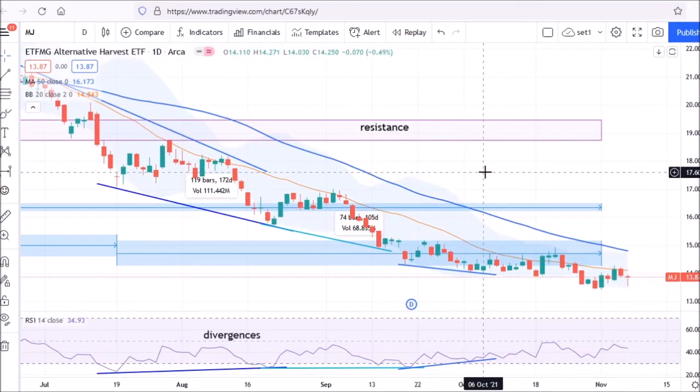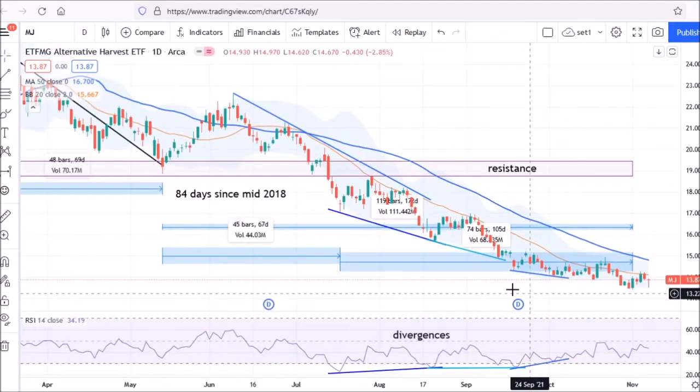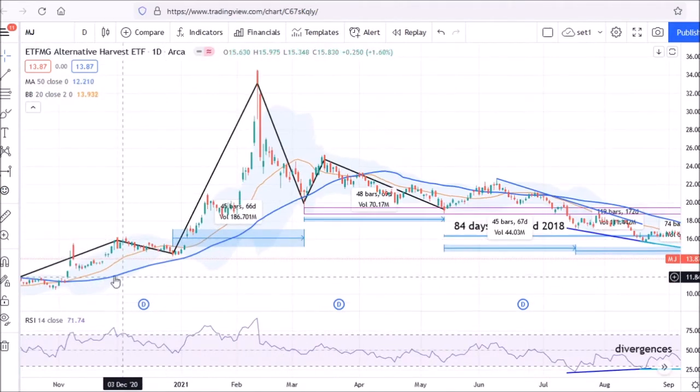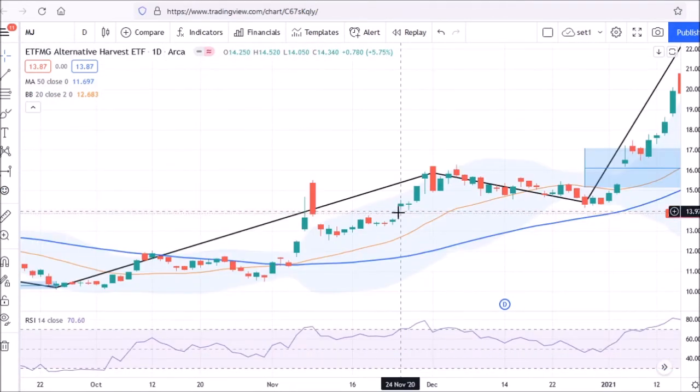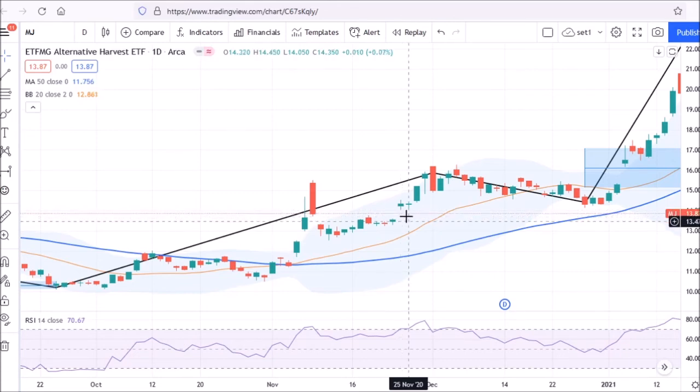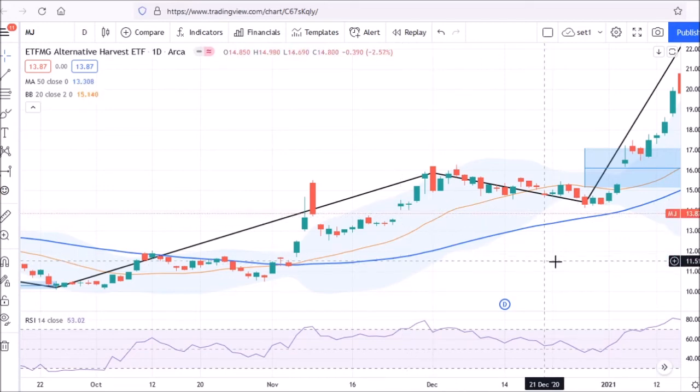And more recently, MJ has actually filled this gap over here around $13.7. And one of the members here did actually suggest that perhaps MJ wants to fill this gap before a bit of a rally might happen. Thanks for that comment. It turns out that you were absolutely right. MJ has filled that gap.